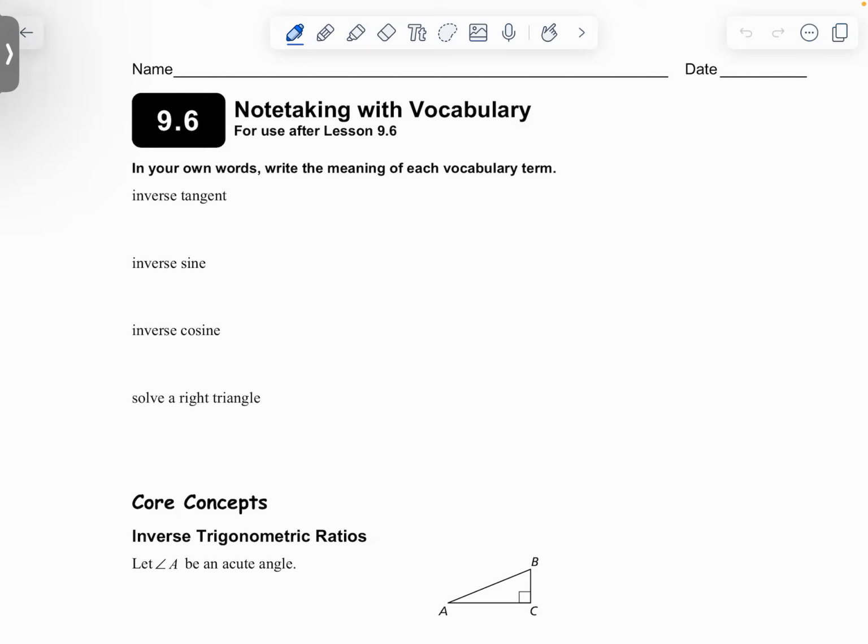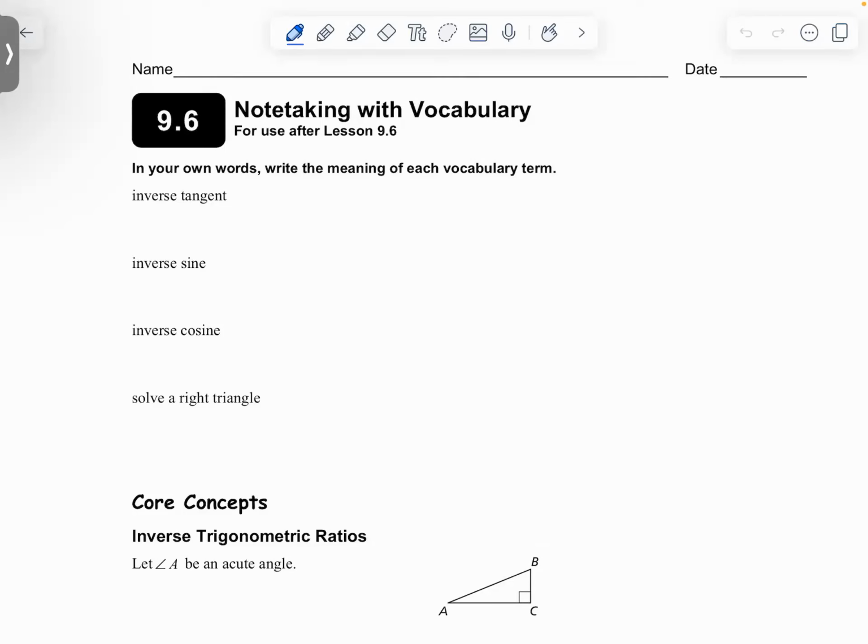So what have you been finding using sine, cosine, and tangent of the triangle? Like what piece of the triangle have you been finding? The sides. Have we solved for any of the angles? Okay. So if we are going to solve for an angle, we need the inverse trig function.